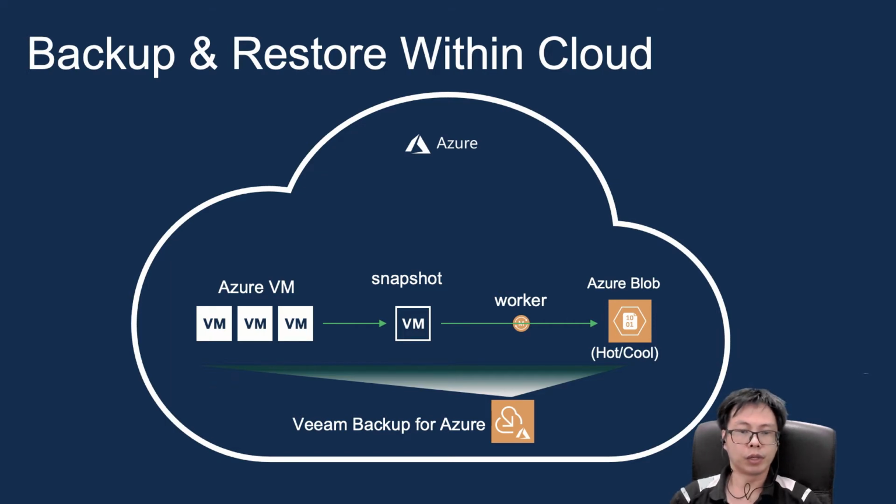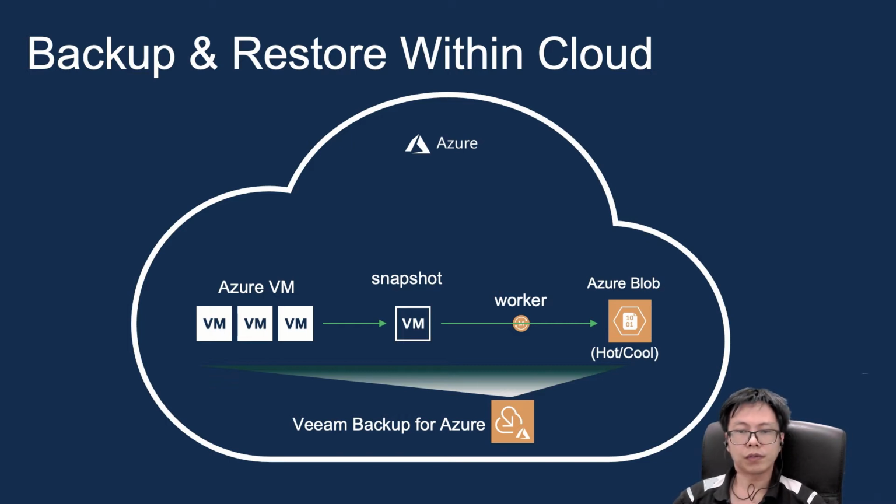Once you have deployed this virtual appliance, you can start to configure a policy to do backup, right? The first method is a snapshot, whereby you can have short-term retention, and then for long-term retention, you can put your oldest backup data into Azure Blob Storage. On Azure Blob Storage, you can store the backup data inside the hot tier or cool tier, right?